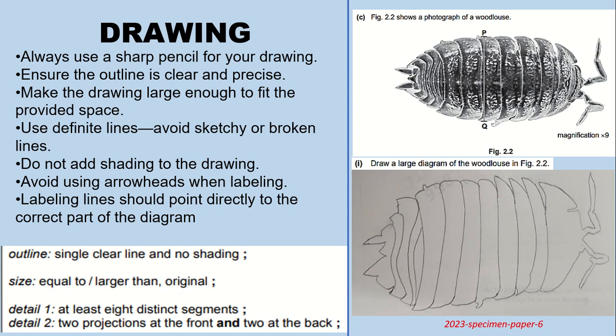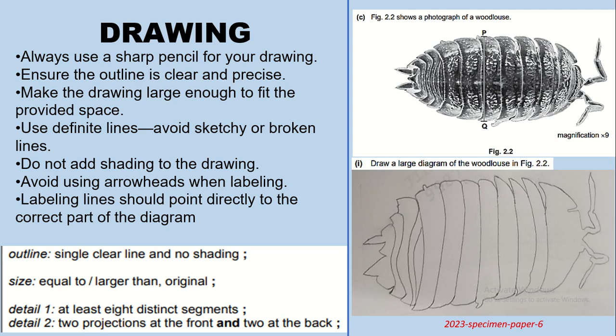So the outline of this drawing, is it clear enough? If it is, that's 1 mark, and of course without shading. I think this person gets this 1 mark. Then the size has to be bigger than the original size of the wood louse. It's either the same or larger size. So I can see this diagram is big enough, bigger than the original size. So that makes this person score the 2nd mark.